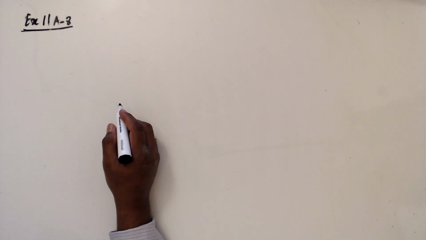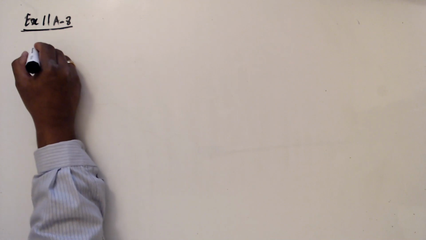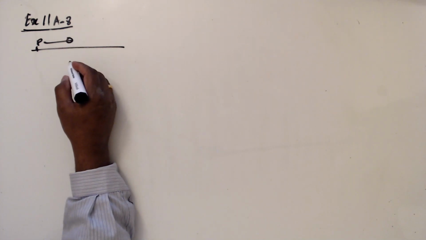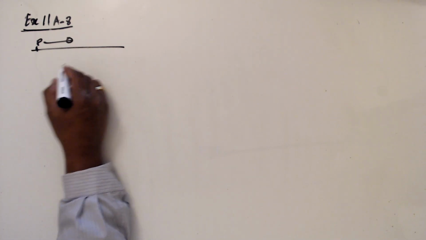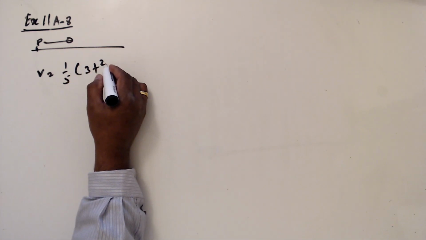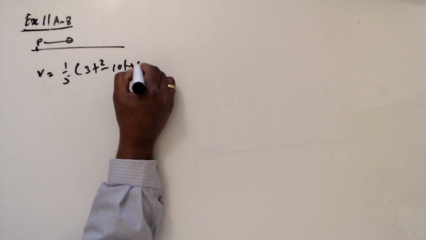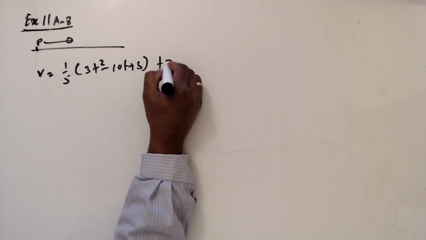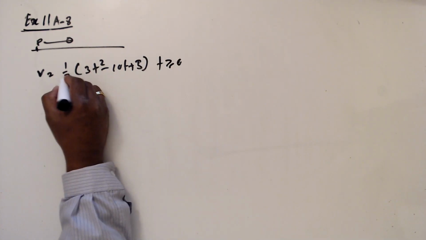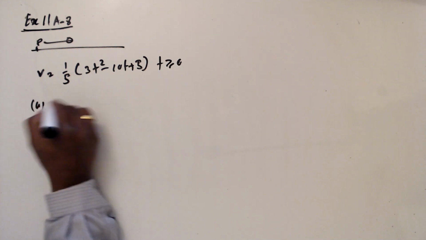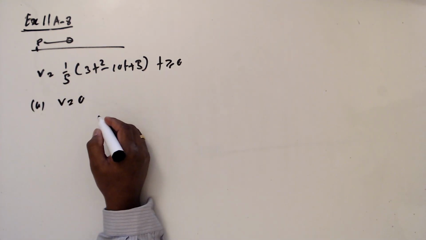Question number 8, again a standard question. A particle P moves on the x-axis in the increasing direction, and the velocity and time relationship is given by this equation: v equals 1 over 5 times 3t squared minus 10t plus 3, with t greater than or equal to 0. Part A, find the instantaneous rest.